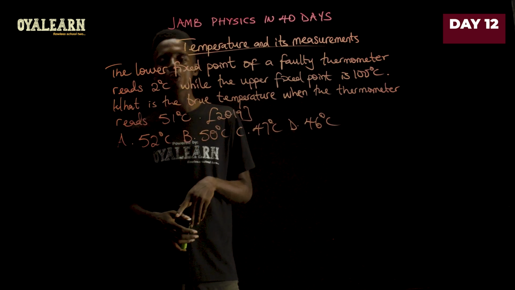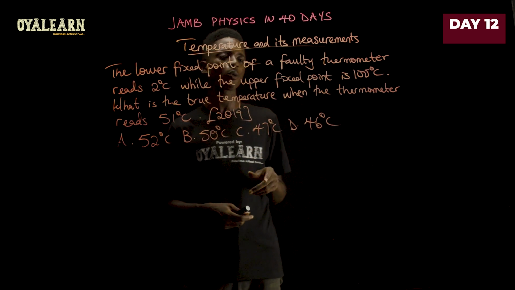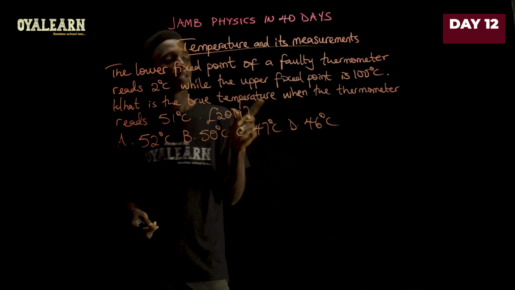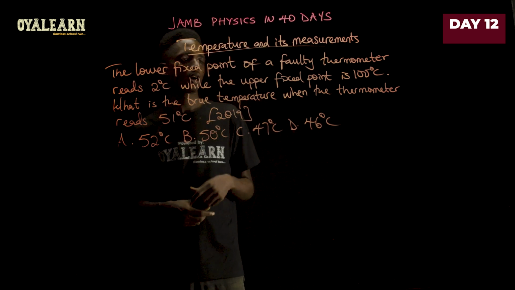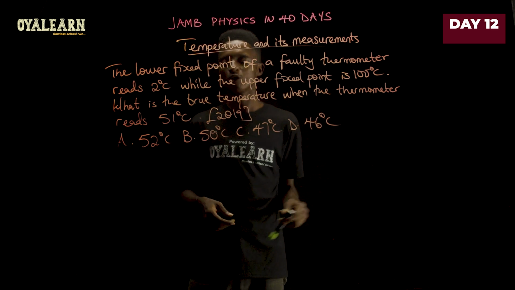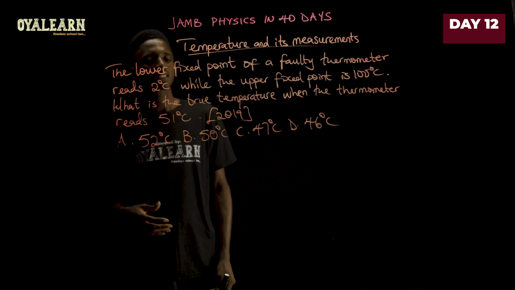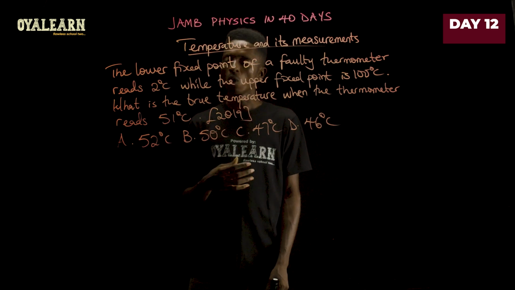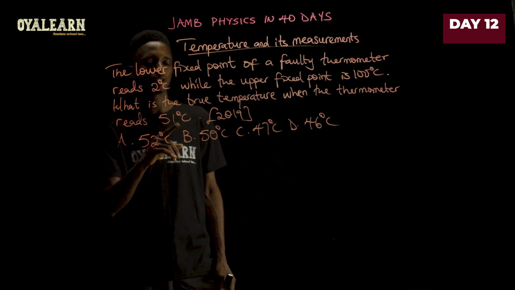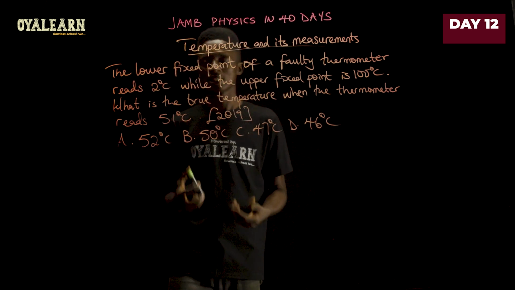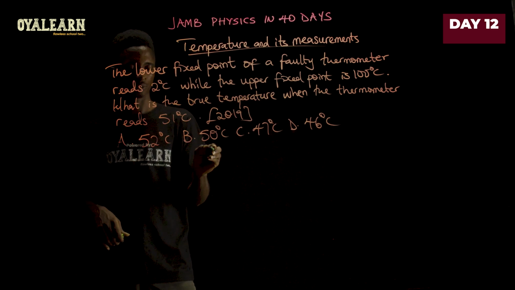Now, in this question, we see that the lower fixed point of a faulty thermometer is 2 degrees Celsius, while the upper fixed point is 100 degrees Celsius. And we are asked to find the true temperature when the faulty thermometer is reading 51 degrees Celsius. So let's solve.